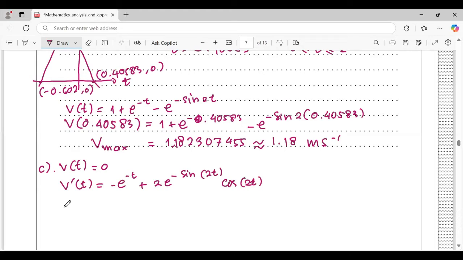And now we have to determine t, how much t. I have created this graph, I mean, the derivative graph.